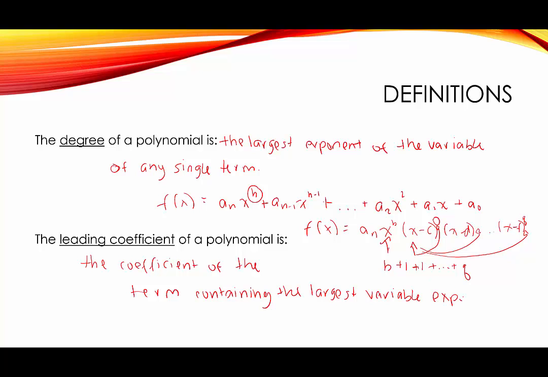Variable exponent. And again, usually it's going to be pretty easy to determine. In the standard form, it will just be a sub n. In the factored form, it would be this a sub n times, if there was a coefficient here, times a coefficient here, times a coefficient here. Okay, let's look at some examples.